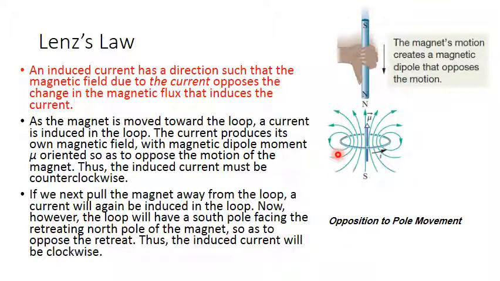So in general, the current will induce a magnetic field opposing the pole movement, regardless of whether the pole is coming toward or moving outside the loop.